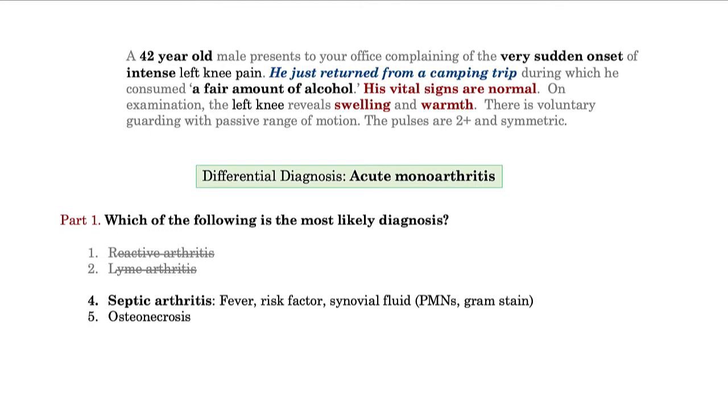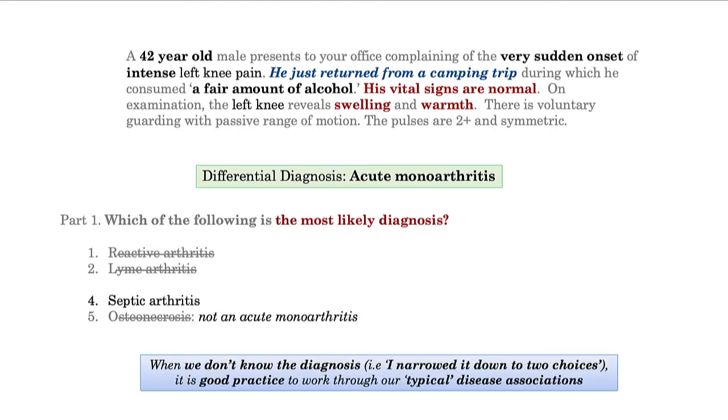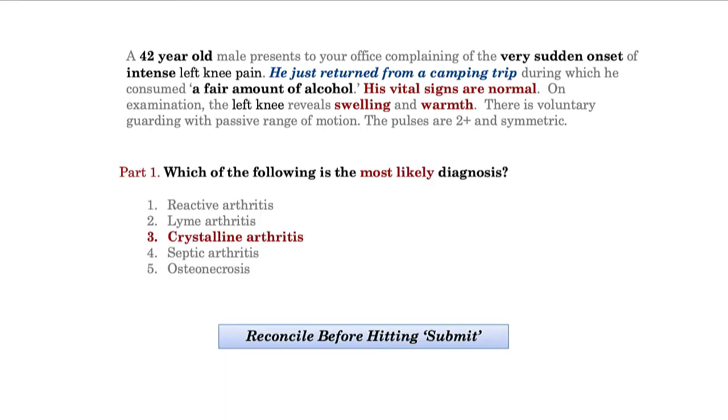Returning to septic arthritis, what are the typical associations? As mentioned, the patient is typically febrile, has some sort of risk factor exposure to the usual organisms, and vignettes almost always include a synovial fluid analysis. This is essentially required to make the diagnosis, as we'll see in part 2 of this scenario. So in the absence of definitive diagnostic information, we'll table this option, bearing in mind we are looking for the most likely diagnosis based on the information presented. And in this typical association exercise, I don't beat every option to death. Remember, 4 of the 5 choices are wrong, so I'll dismiss osteonecrosis as it doesn't typically present with an acute monoarthritis. And finally, we circle back to the correct answer, crystalline arthritis.